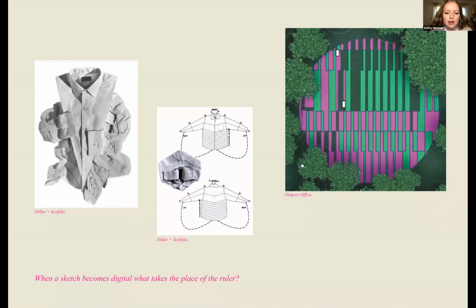And then while sketching, if there's still a place for the ruler, I think this Outpost Office example is a good one. It's actually an animation, but I just have it as a photo here, where this little white square moves across the page and determines the dimensions of this design. So is the ruler still relevant, and would you use a digital ruler, or does some other piece become a ruler when you're sketching?